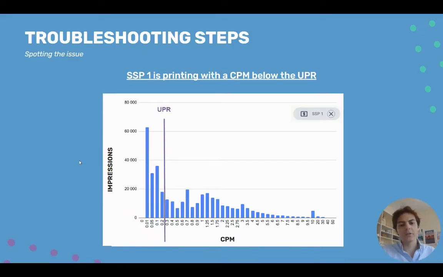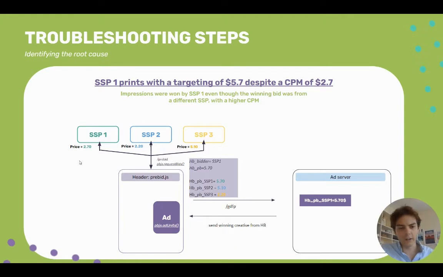To have a clear view of what was happening, we did a full-scale analysis of the behavior of this SSP. So it's represented on the graph here on the slide. We noticed right away something very strange. There were some auctions that were being won by SSP1, despite not having the highest bid. So in this example, SSP1 was bidding with a 2.7 CPM, but SSP3 was actually having a higher CPM at 5.10. But what we can see in the ad server is that SSP1 was actually printing with a 5.7 CPM. So there was definitely something very strange happening here.